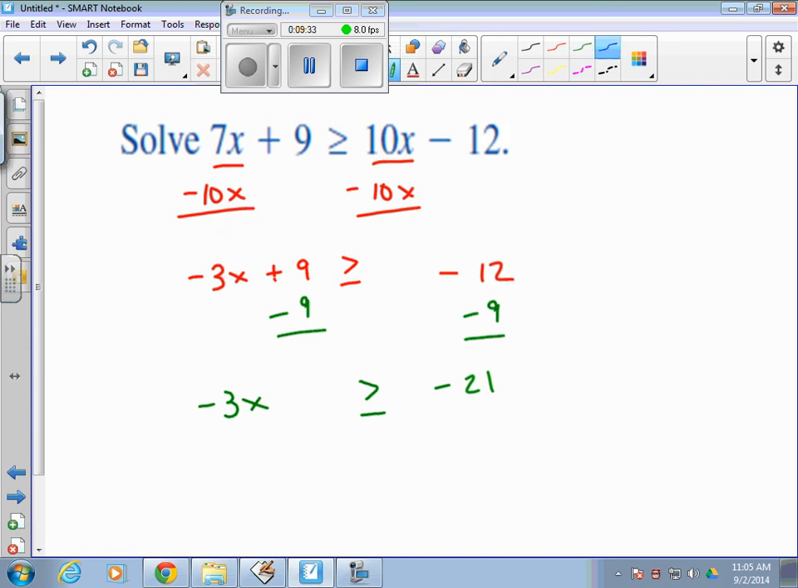Then cancel out negative 3 times something by dividing by negative 3. If you divide the left, do the same thing to the right. A negative divided by a negative is going to be a positive 7. You'll have x, but now we divided by a negative number. So our greater than or equal to is going to reverse and become less than or equal to.